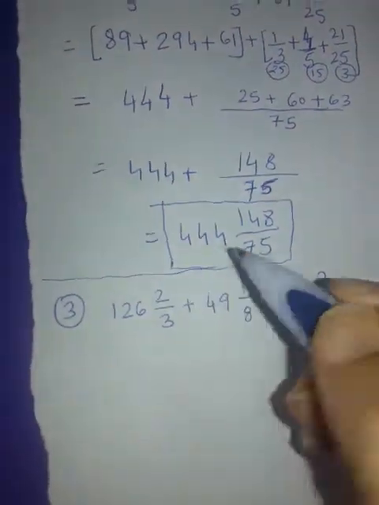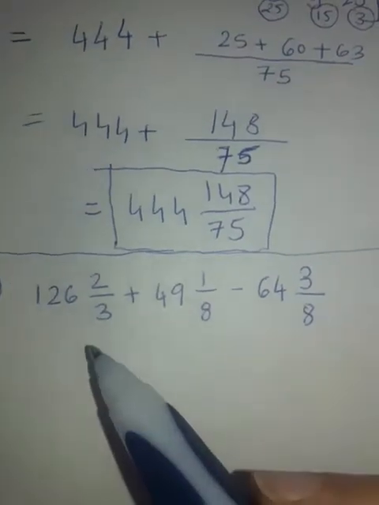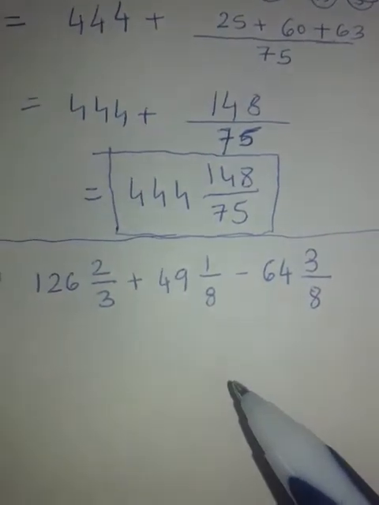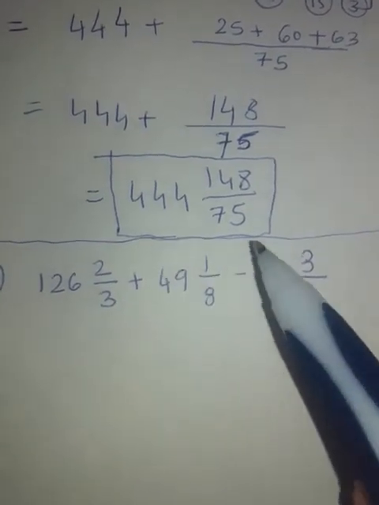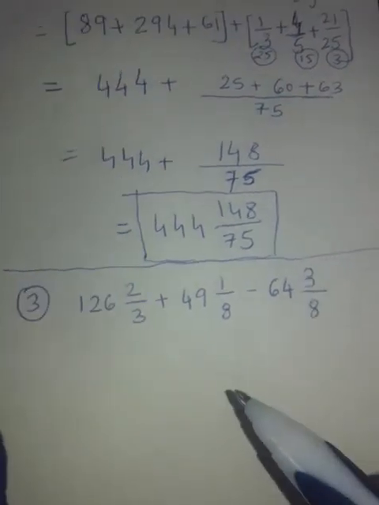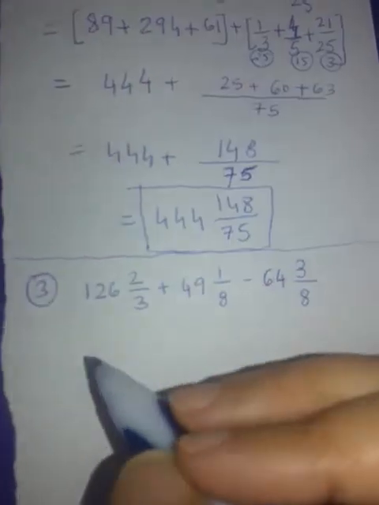I'm just drawing a line here. Now here it's a combination of addition and subtraction. If again you try to convert this into a fraction, then the calculations will be very big. So what will we do? We will take these whole numbers on one side.